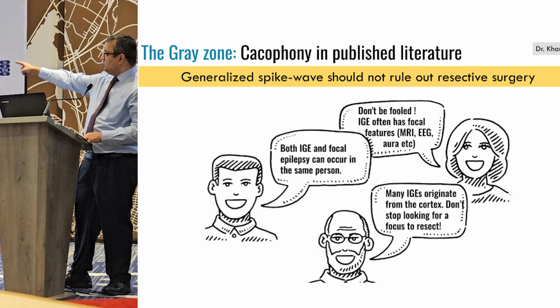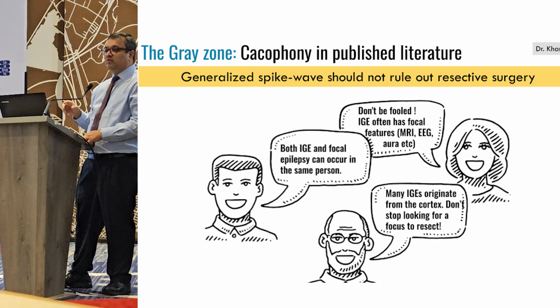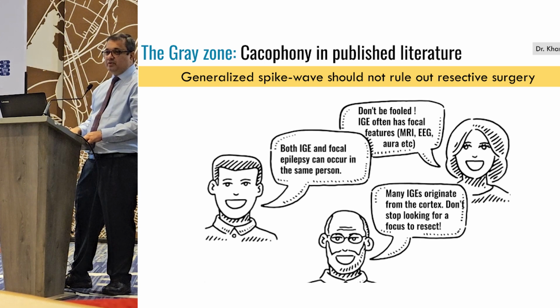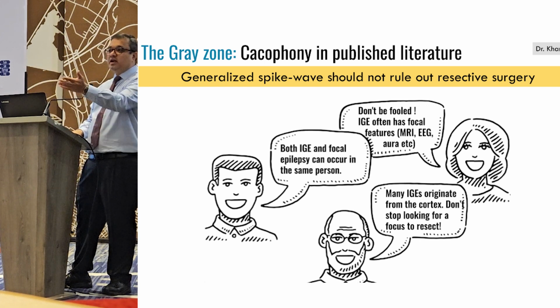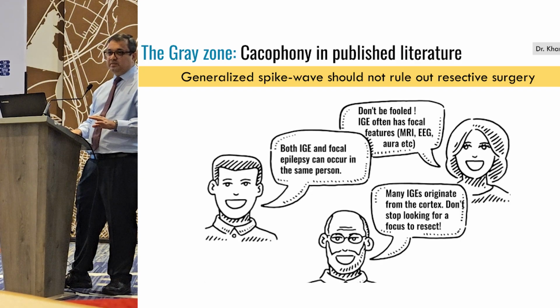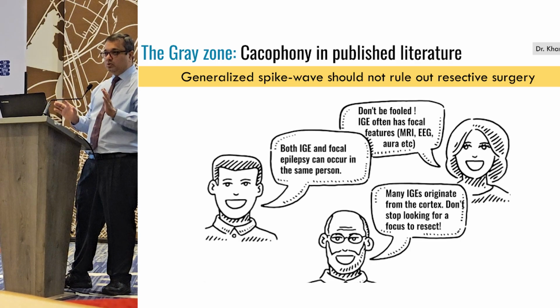There are some people who say many MRI negative generalized epilepsies originate from the cortex, so don't stop looking for a focus. There are some people who say both of them can happen in the same person. There are some people who say there can be misdiagnosis, that it is just focal epilepsy misdiagnosed as idiopathic generalized epilepsy. We don't know. And I think keeping our mind open to new ideas is the most important thing. Perhaps it goes on to focal epilepsy.